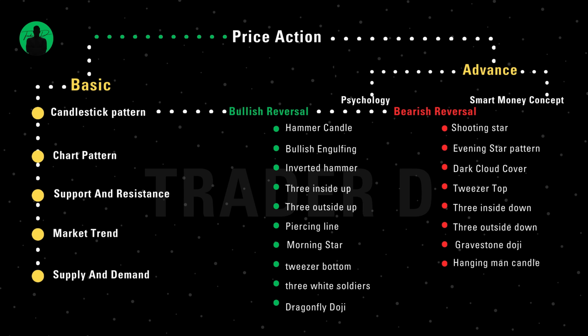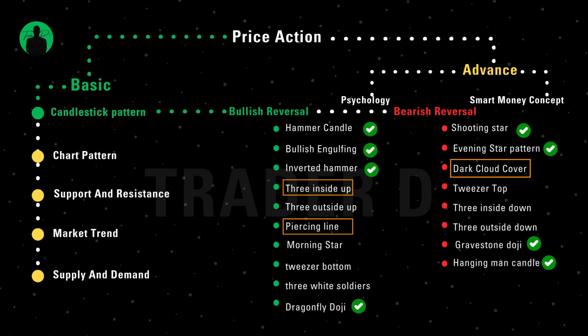Welcome to the 6th video of our Price Action Roadmap series. In previous videos, we've covered a lot of important topics, and you can find the links to those in the description below. Today, we'll continue on this roadmap by diving into several key candlestick patterns under basic price action. These include the piercing line, dark cloud cover, 3 inside up, 3 inside down, 3 outside up, 3 outside down.